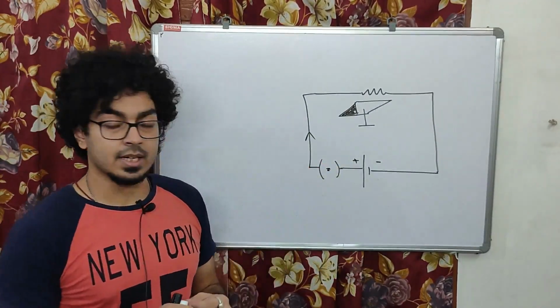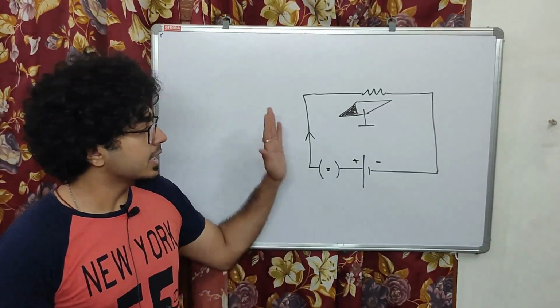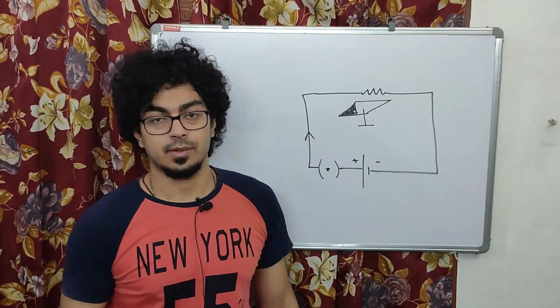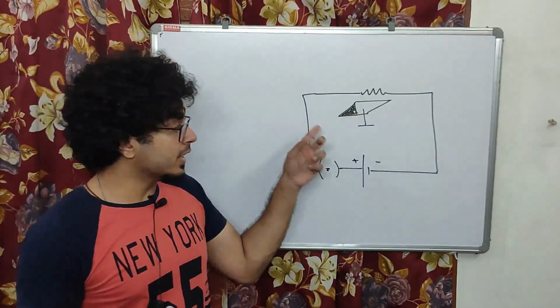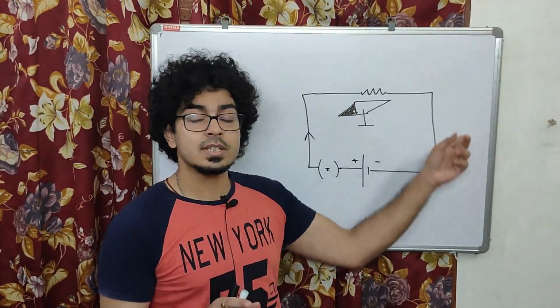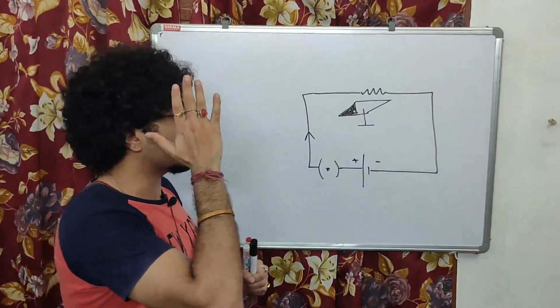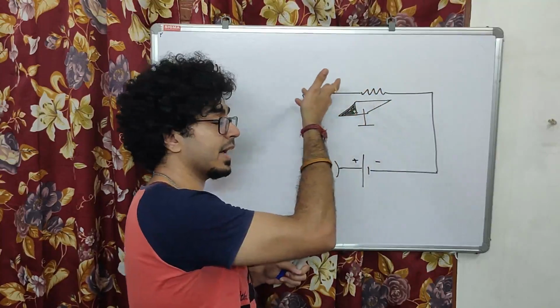Then he switched off the circuit. When he switched off the circuit, he found that this needle automatically came back to its original position. That means that whenever there is a current passing through the circuit, the magnetic needle is deflecting.